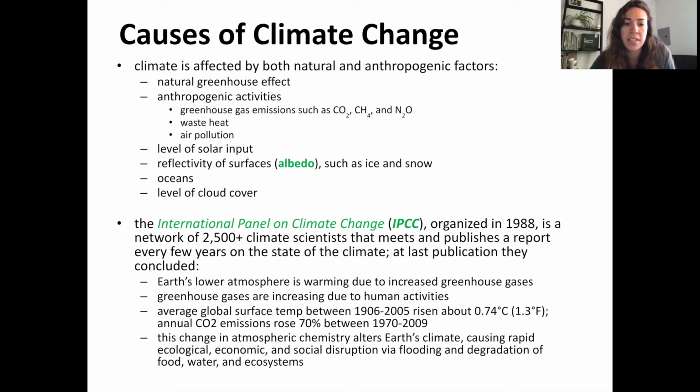We have seen temperatures rise by about 1.5 degrees Fahrenheit as of today. And we have seen CO2 emissions rise around 80% between the 70s and today. These changes are drastically altering Earth's climate, causing rapid ecological, economic, and social disruption due to a number of problems. And so the IPCC said this, and they continue to say this when they meet every few years.